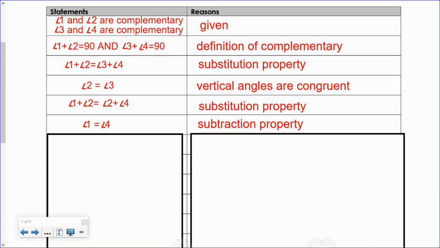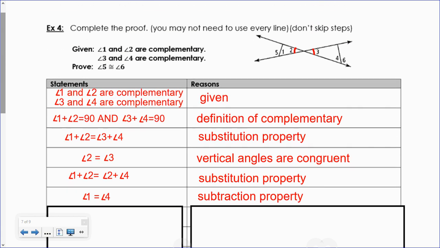All right, is there anything I can do from here, really? Okay, when you guys hit another roadblock, let's go look at the picture again. Let's go back and look at the picture. If you see anything else that might be, I now know that angle 1 is equal to angle 4. Let's take a look at our proof now. I'm trying to prove that 5 is equal to 6. So we have to somehow bring those into the picture now.